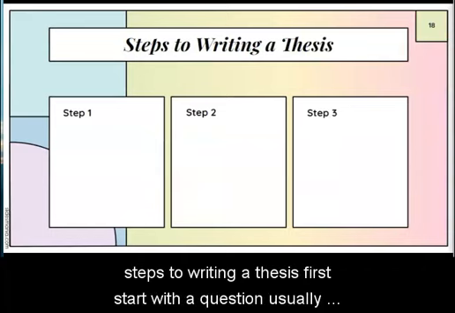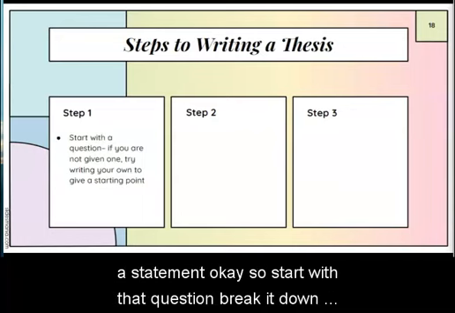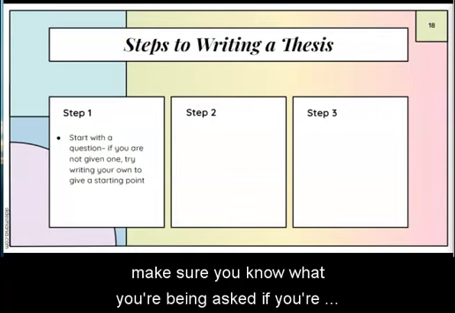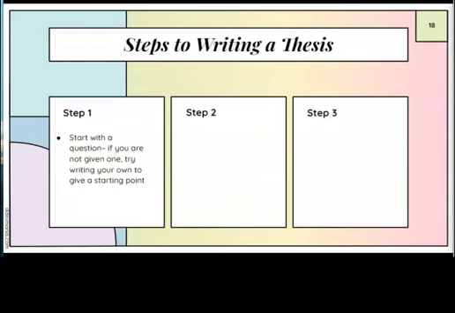So how do you write a thesis statement? There are 3 steps to writing a thesis. First, start with a question. Usually you're given one, but every once in a while you're given a statement. So start with that question, break it down, make sure you know what you're being asked. If you're given a statement, try writing a question so that you have a strong starting point.